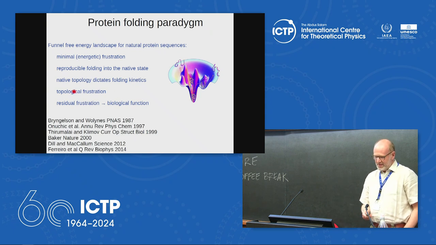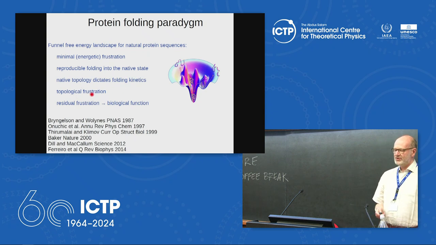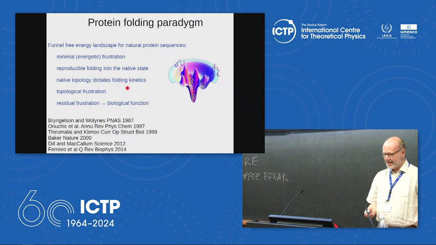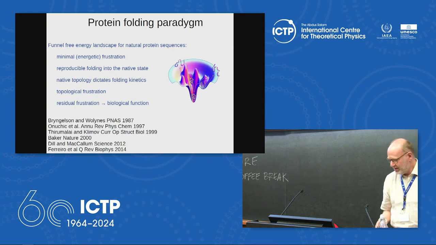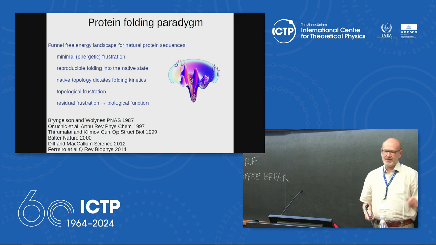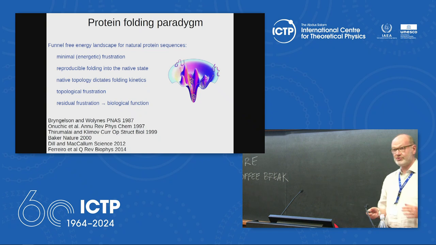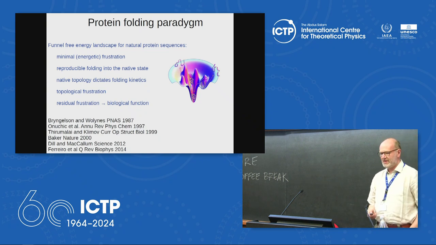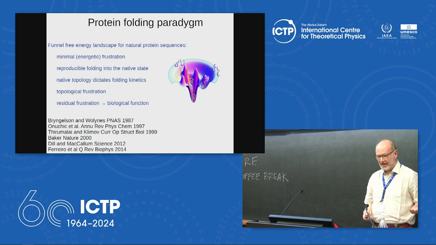I will be concerned with what is known as topological frustration. So another important point is that the native topology, so the three-dimensional structure of the protein, typically dictates the folding kinetics, also in regards to topological frustration, which refers to the fact that if the order of events that should take place for the folding to proceed is wrong, then the folding process may result in some kinetic trap or kinetic bottleneck.